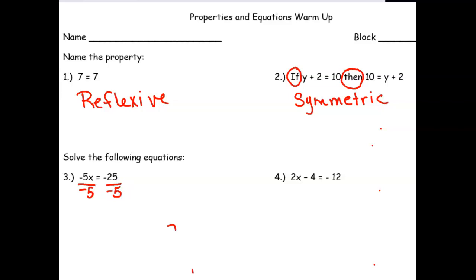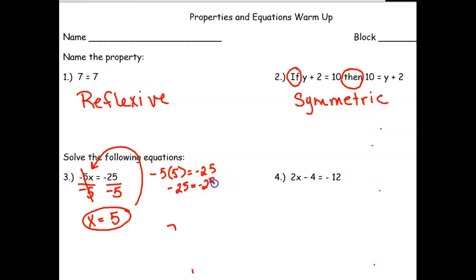So negative 5 divided by negative 5 is just going to be x. They cancel out. And 25 divided by negative 5 is going to be 5. So our answer is x is equal to 5. And you can always plug it back in and do your check step. So we have negative 5 times 5. Does that equal negative 25? Yes, it does. So we know it works.